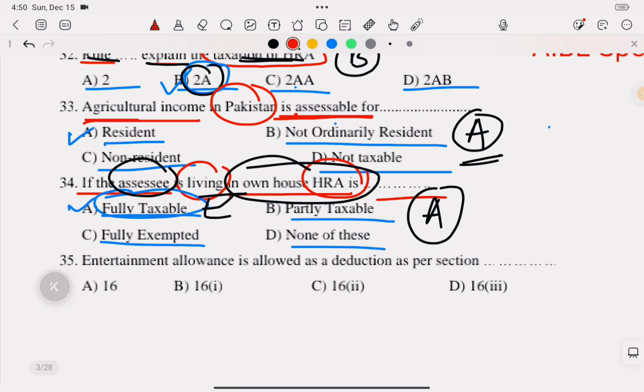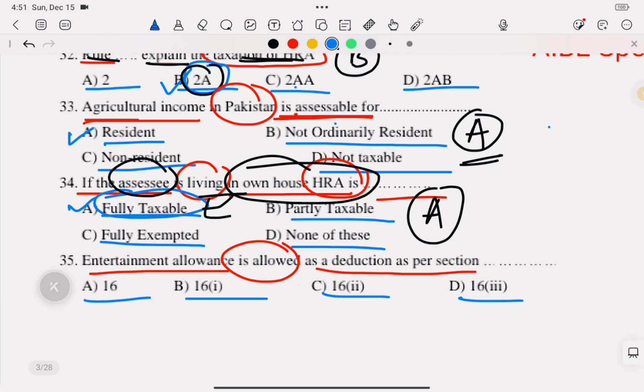So next question is, entertainment allowance is allowed as a deduction as per which section of the IT Act? Let's see the options. Options are section 16 clause 1, section 16 clause 2, and section 16 clause 3. So in this case the correct option will be option C, that means section 16 clause 2 of the IT Act allows a deduction of the entertainment allowance. Okay, so now moving to next question.